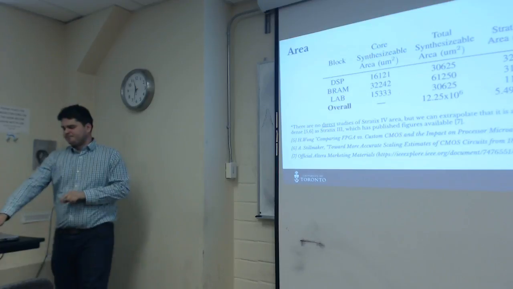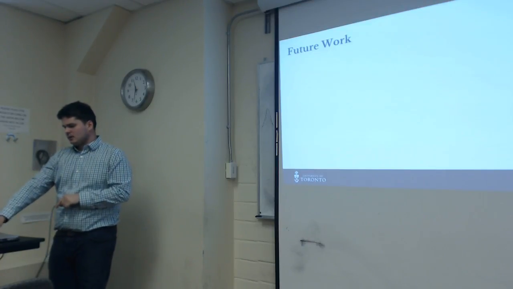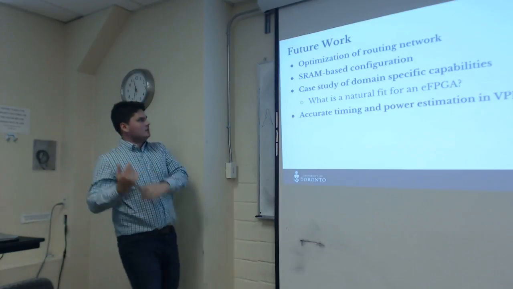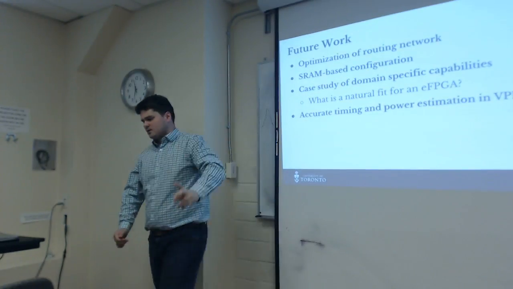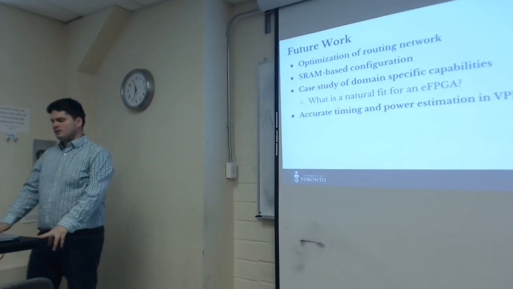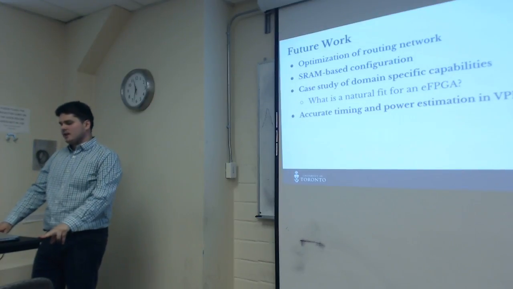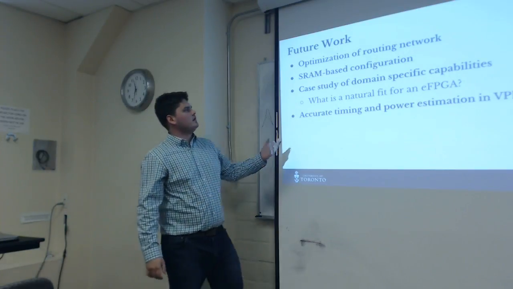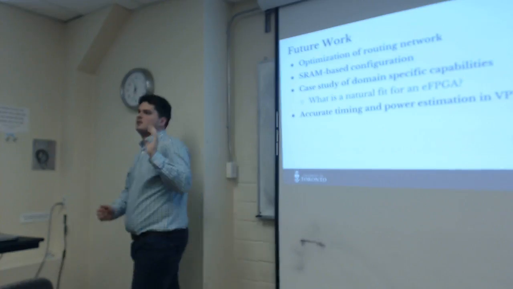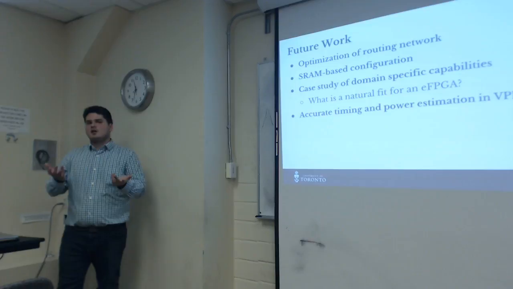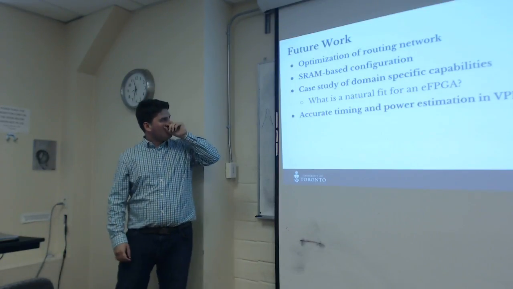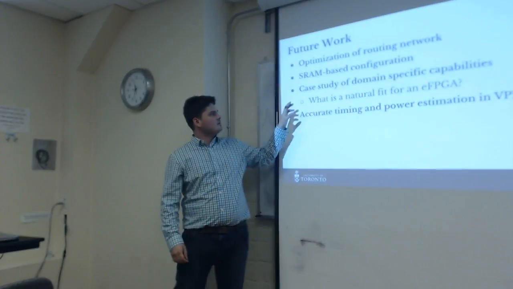Yeah. Okay. So I'll just finish up really quickly. The future work here is that the number one thing is optimizing this routing network for performance and area, which is really important if we want to make this more competitive. Another thing is that for configuration, I did mention this earlier, we're using flip-flops, whereas an FPGA would use SRAM cells. So that's important to optimize if we want to get better density.